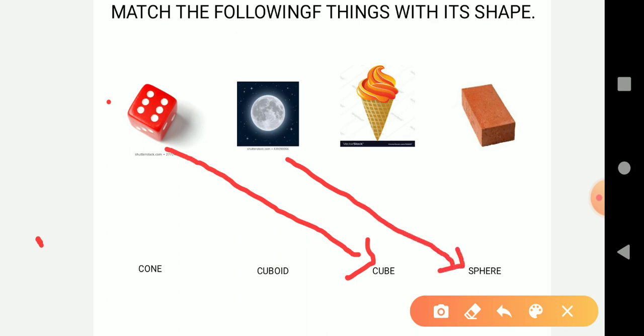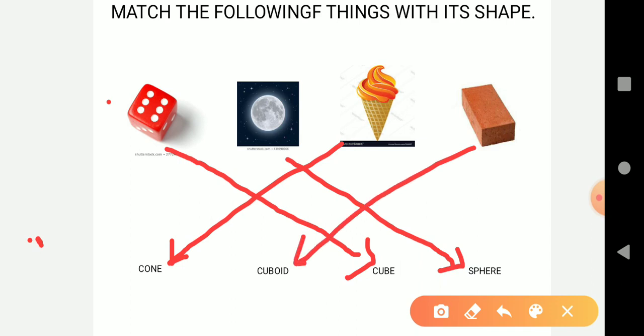all circular things have a sphere shape. Then this is an ice cream cone. So the shape of the ice cream cone is also cone, C-O-N-E, cone. And the last one, the shape of a brick is cuboid. Understood? So this is our match the following exercise.